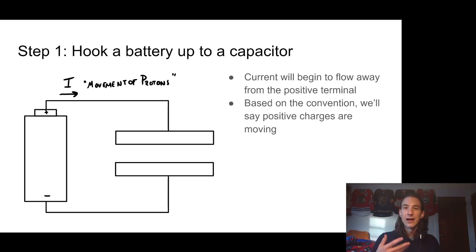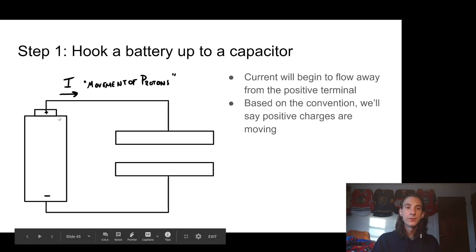We'll talk about how we can hook one up, how we can make this work, and how it stores energy. But the first thing that we'll do is we'll take our capacitor. Here we're going to model it as 2 parallel plates. That's how we're usually going to see it. We'll hook it up to the battery. And we'll say, okay, well, the battery has this positive terminal and this negative terminal.